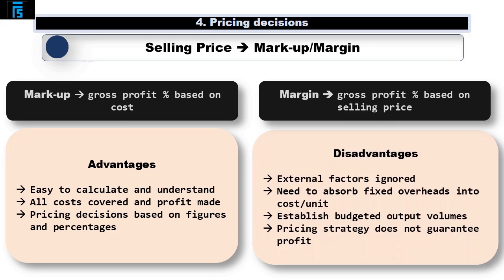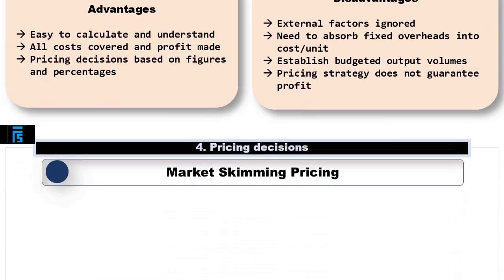On the other hand, there are disadvantages, the main one being that there is no consideration of all of the external factors that we discussed for demand-based pricing. Other disadvantages are: in order to find the full cost, we need to absorb the fixed overheads into the cost per unit, and therefore a basis for absorbing those costs needs to be established. Budgeted output volumes will also need to be established to perform the task of overhead absorption. And the pricing strategy doesn't guarantee a profit. If sales are lower than forecast, fixed costs may not be covered.